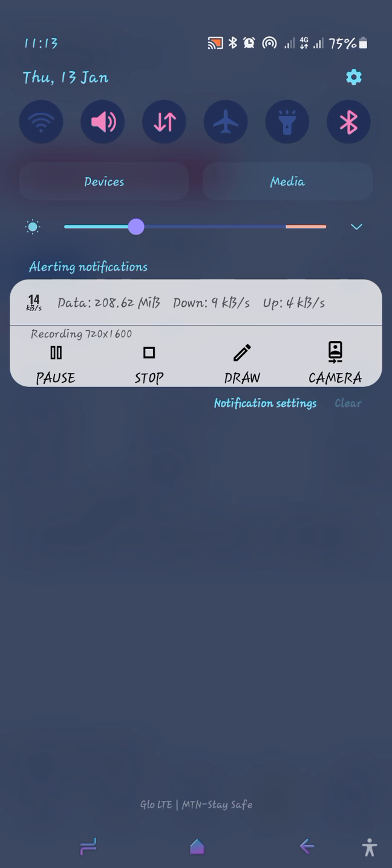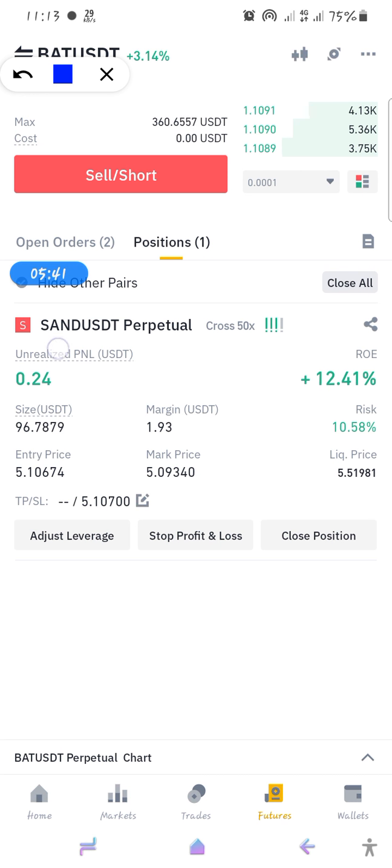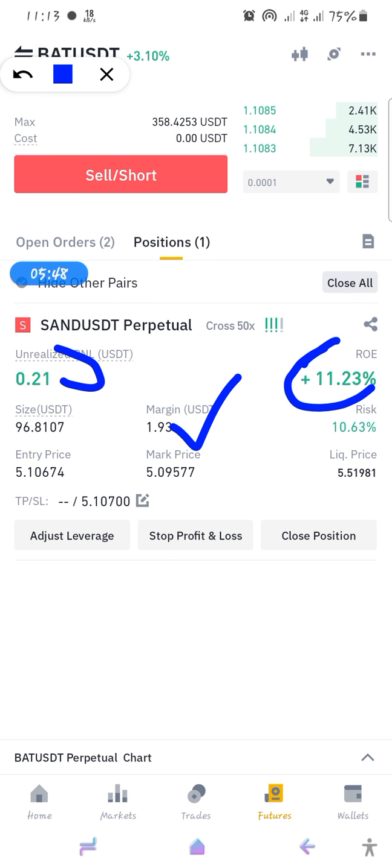And then if your trade is running, you see something like this. So this is the unrealized profits. You can see here, this is the return on investment. You can see still 10%. It's still very low. This is the amount I risked, 1.93. This is just for the sake of this video. I just did this because of the sake of this video.